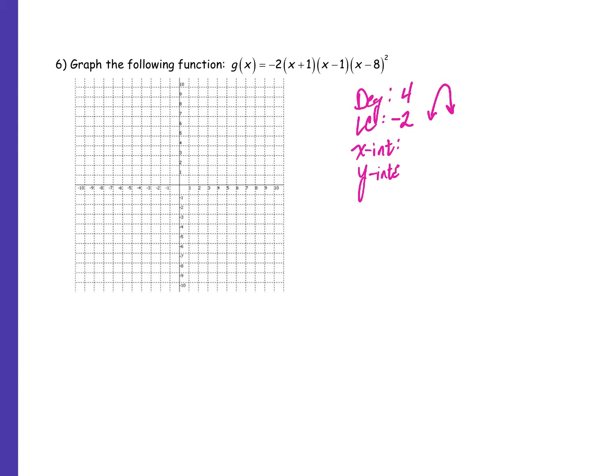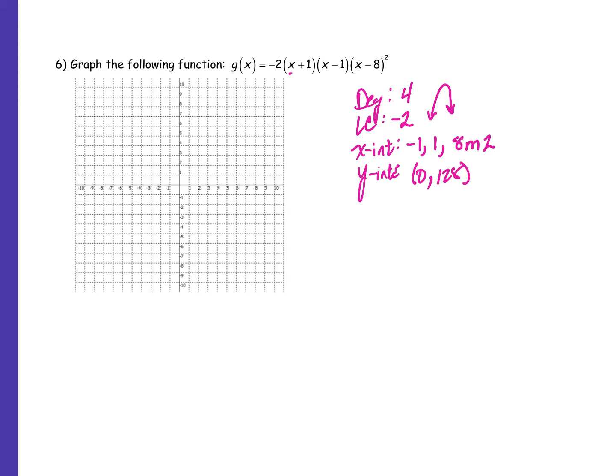Now I need to find my x and y intercepts. My x-intercepts, what's going to make this 0, would be -1 and +1. And then I have 8 with a multiplicity of 2. And my y-intercept, oh, we have another huge one. So I have -2 times 1 times -1 times 64, which is 128. So (0, 128). Please ask if you don't know how I found any of these numbers. Please make sure you're asking questions. Okay?